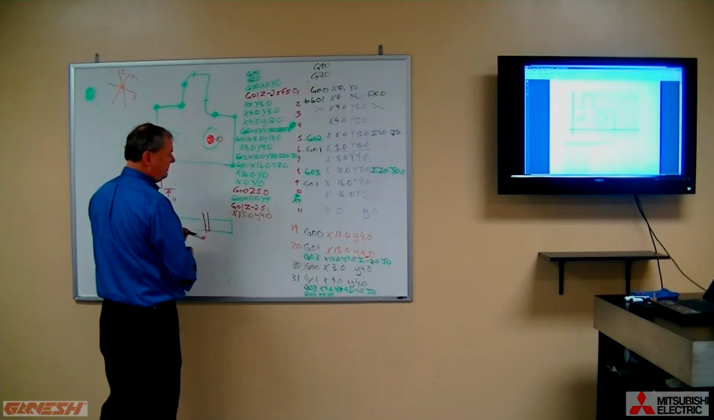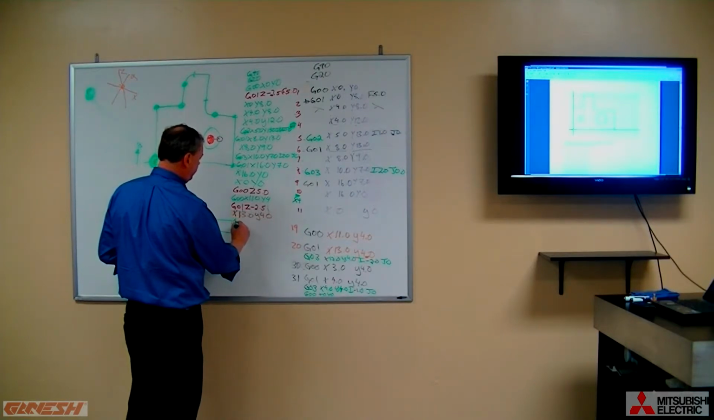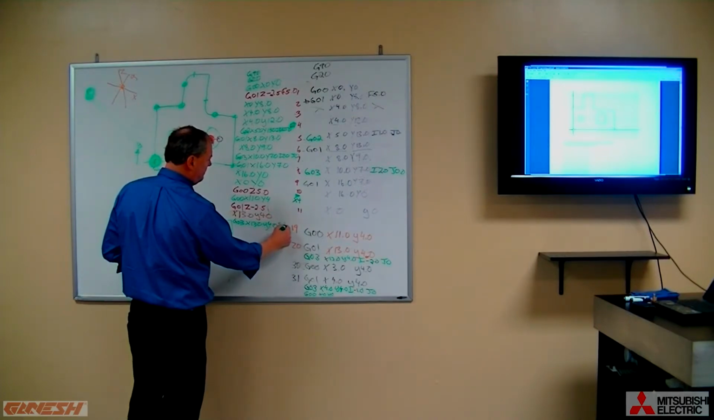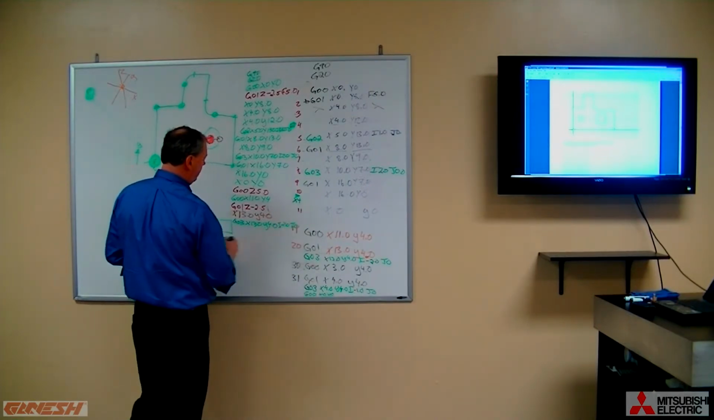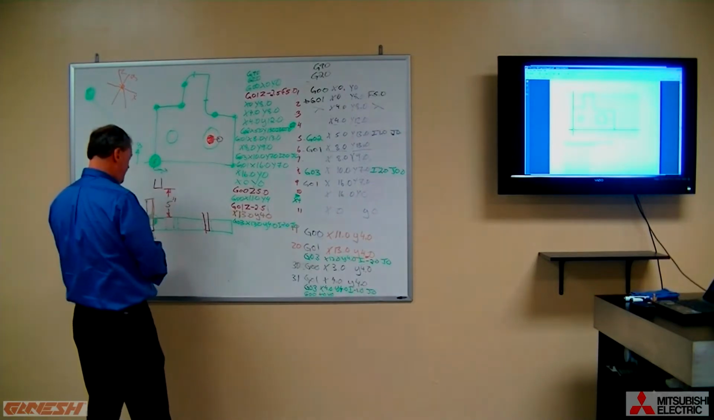And now we're ready to do our circle. So now is a good time to say G03, restate X13.0, Y4.0, I minus 2.0, J0. So now we go and we do a full circle here.